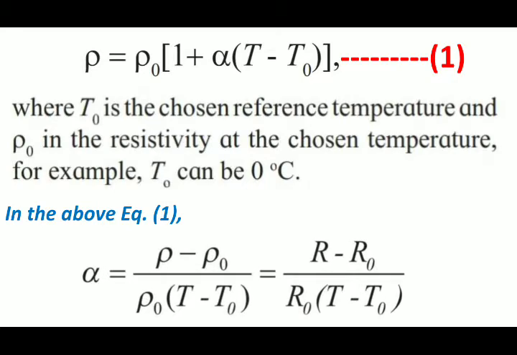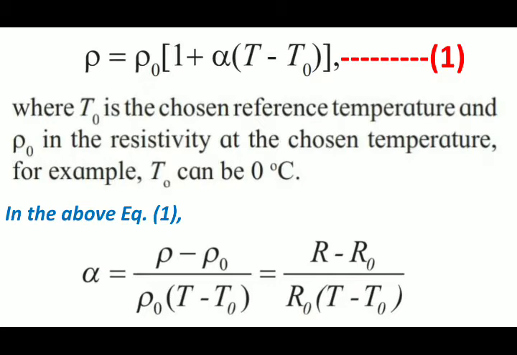Now from the above equation, if you have to find only alpha, alpha can be rho minus rho 0 upon rho 0 in the bracket T minus T naught. Now what is rho? Rho is the resistivity. We can say that the resistivity is directly proportional to the resistance. So instead of writing rho, that is the resistivity, we can also write the resistance, capital R, that we have already studied in Ohm's law. So we can write this as R minus R0 upon R0 in the bracket T minus T0.